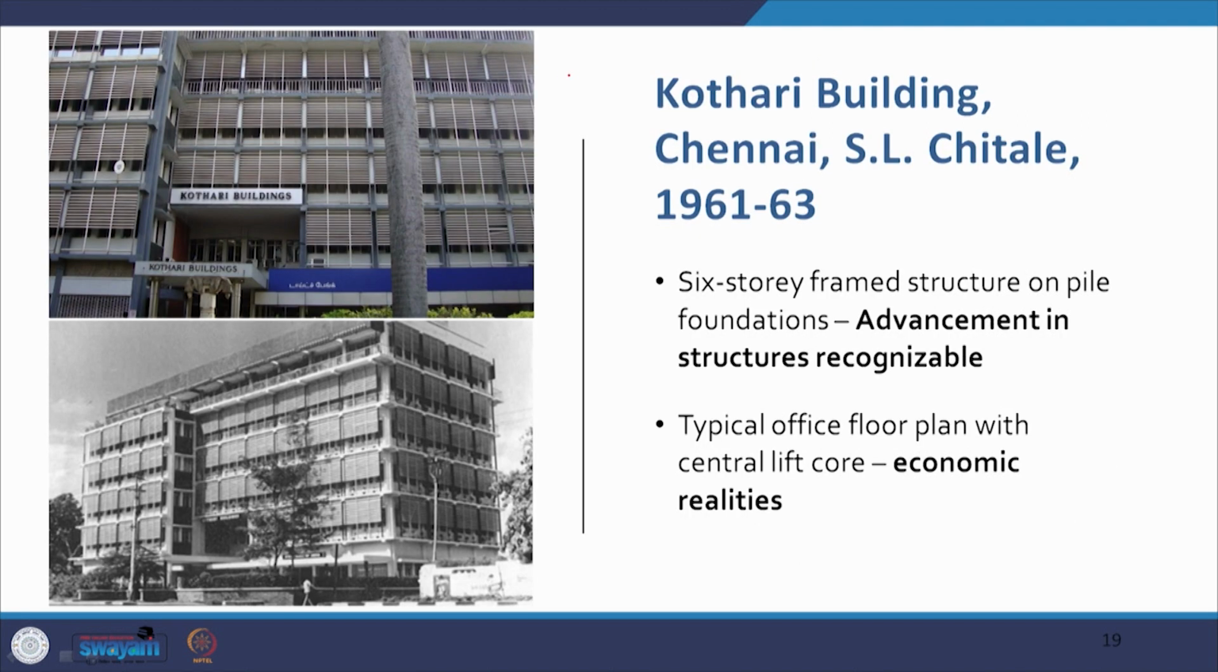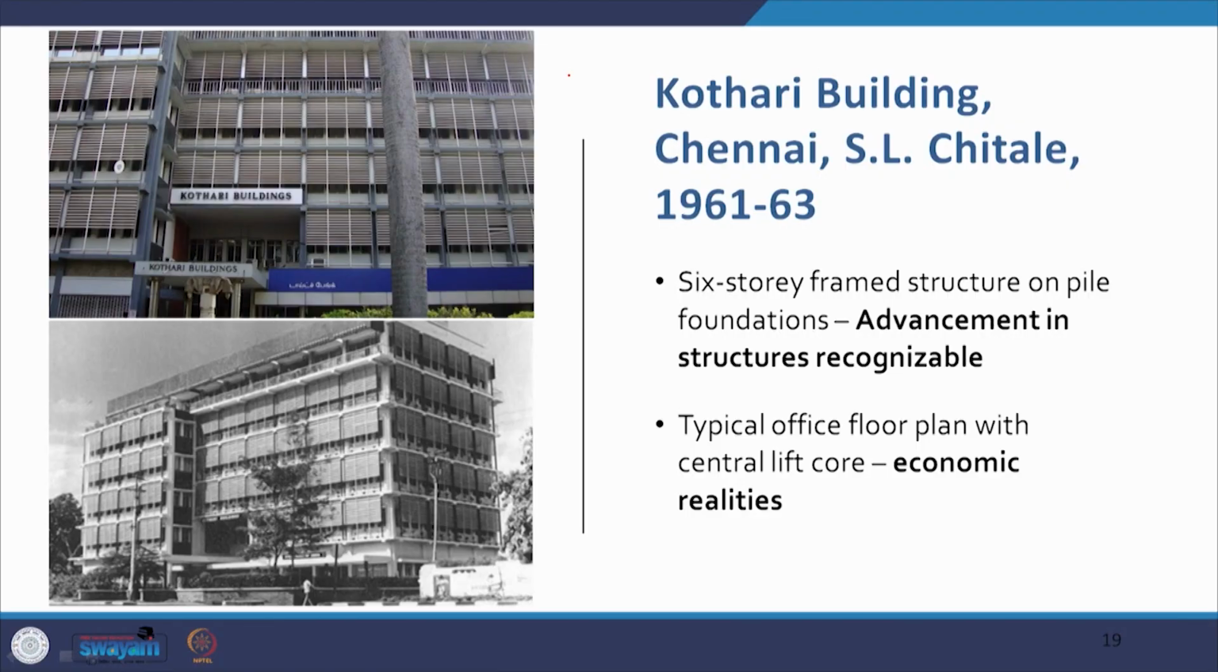Now let us look at the example of the Kothari Building by S.L. Chitle in an architecturally not so popular city in terms of the iconic buildings that have come up, and that is Chennai. Now this building is a 6-story framed structure in RCC on pile foundations, and thus we see an advancement in structures easily recognizable in this building. The typical office floor plan has been used here, which has a central lift core. This indicates the economic realities of a tall building.